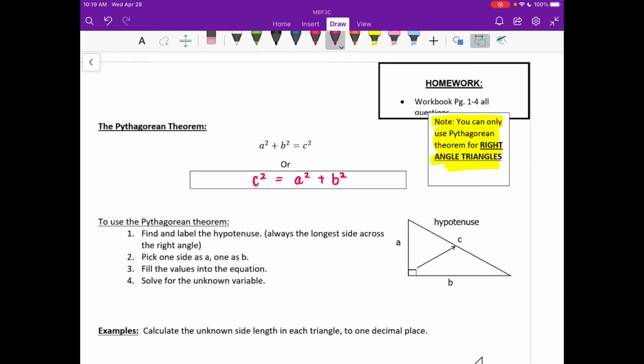Honestly, you could have picked it as A over here and B over here. It wouldn't have made a difference. The only thing that would be wrong is if you put A here, right? Because C can't be one of the legs. So then you just fill in the values into the equation, and then you solve for the unknown.